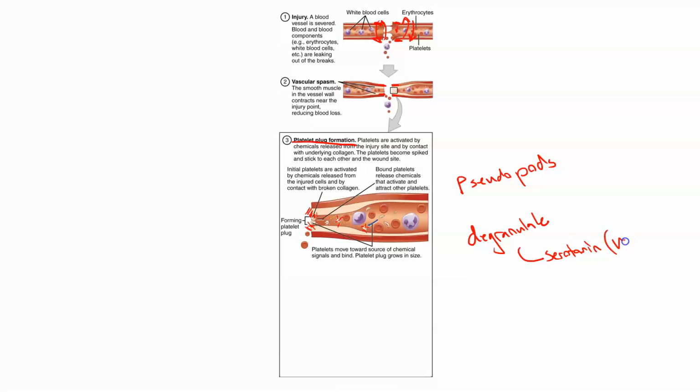Serotonin is going to be a vasoconstrictor, so it will actually further close down this vessel even above and beyond where it already has gotten due to the vascular spasm. They'll also release ADP, adenosine diphosphate, which is going to lead to attracting and degranulating other platelets. So it's kind of like this domino effect where one platelet sticks and starts releasing its things, and it leads to the activation and degranulation of all of the other platelets that are coming by.